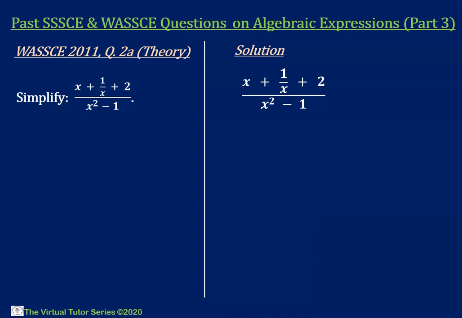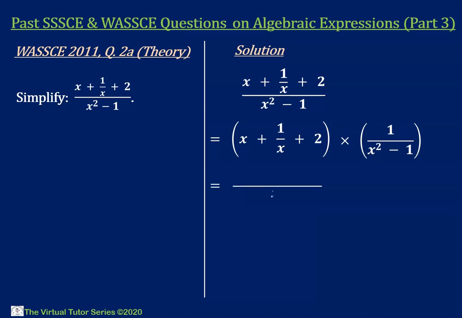So we have the first part of the expression here, and the inverse or reciprocal of x squared minus 1 is 1 over x squared minus 1. We can now work on each part separately. For the first part, we need to find the LCM, which is x. 1 into x is x, and x times x is x squared.